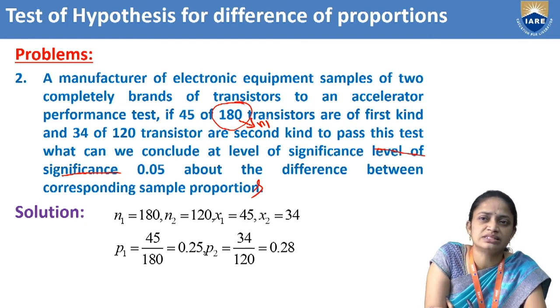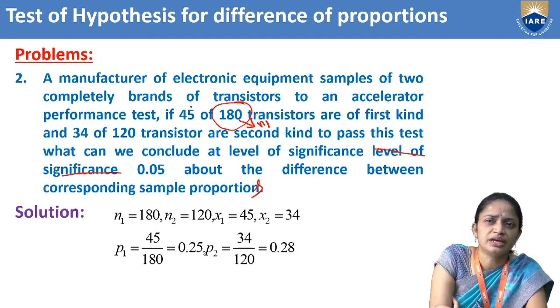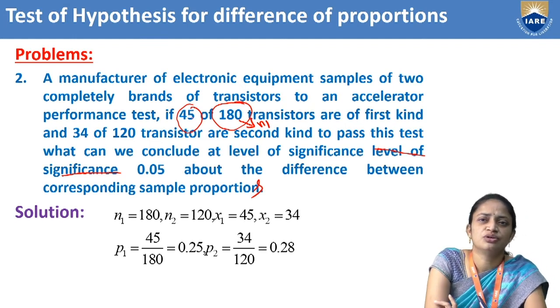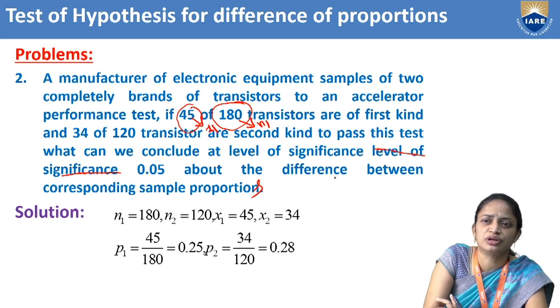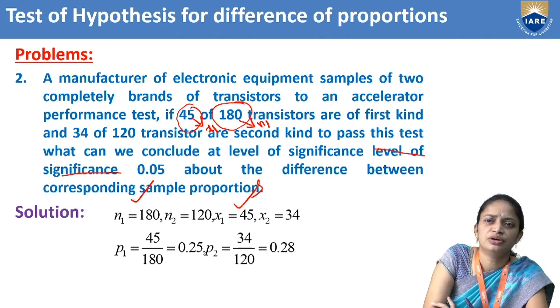Sample size means the total number of transistors in one sample, that is 180. That's why I am taking n1 equal to 180. Out of 180, 45 transistors are of the first kind, so we can take this as x1. So n1 equal to 180 and x1 equal to 45.